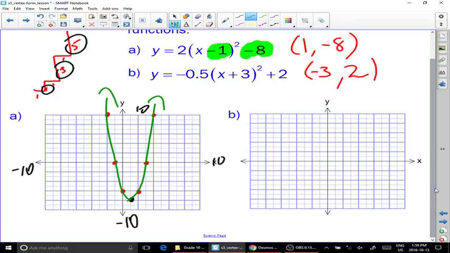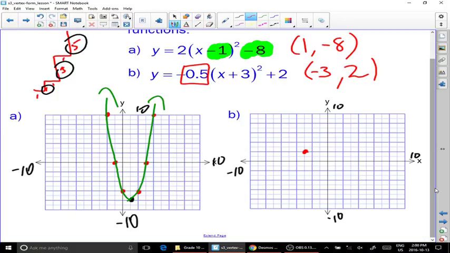So I'm going to use the same scale, -10 to 10 and -10 to 10. And I'm going to start with my vertex at -3 and 2. And then I'm going to start finding more points. Not considering what the sign is, just the number, A is 0.5. If A is 0.5, then that means that we have to multiply those jumps by 0.5.